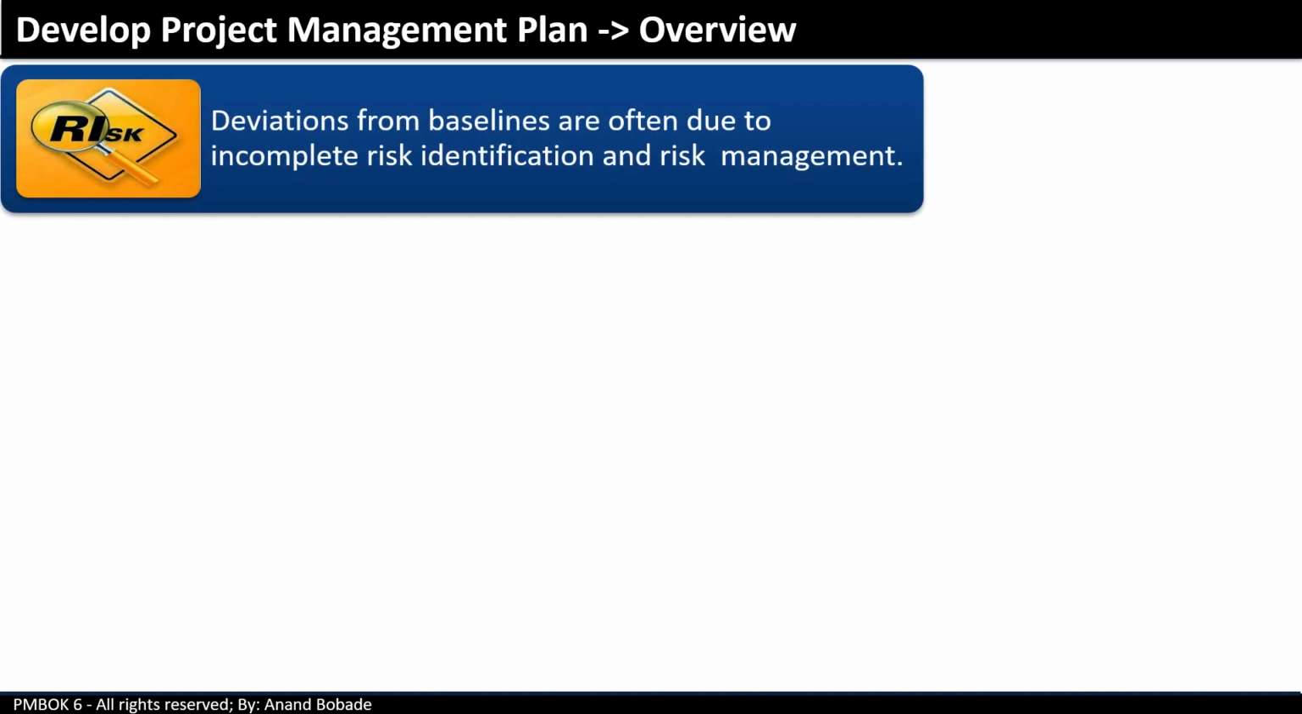Often during the project, we observe deviation from the baseline. It may be scope, schedule, or cost. These deviations are often due to incomplete risk identification and risk management. How to handle a problem on a project? Look at your project management plan to see how you planned to handle such a problem.